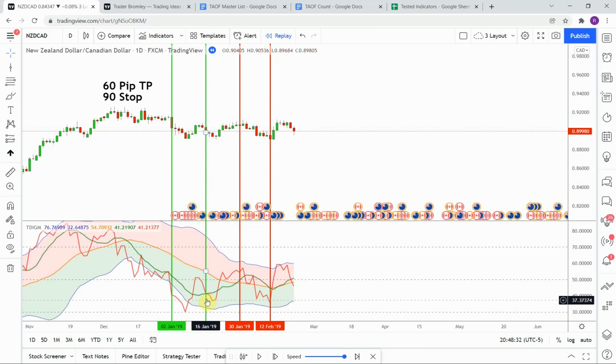We then get a similar setup right here. Same thing. Both the lines were below the orange line. The red bumps up above the green and then crosses back down below right here.